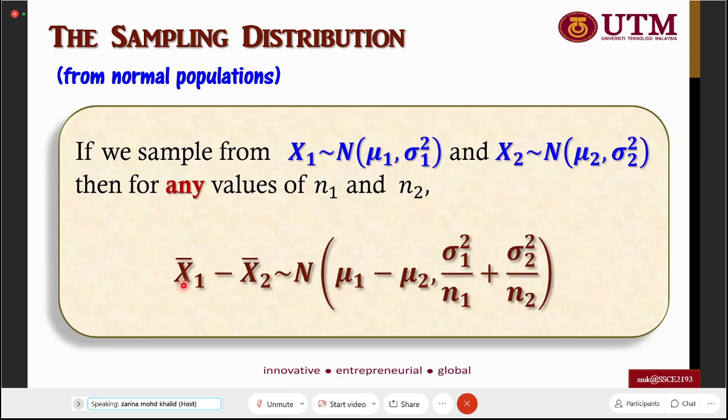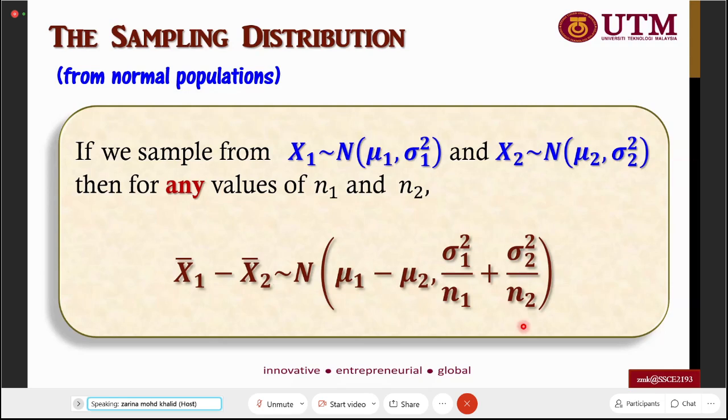But you can also have X bar 2 minus X bar 1. Okay, so in that case, the mean has to be mu2 minus mu1. Please take note, this is very important. Okay, 1 or 2, these are just generic notation. You can have your own definition, but as long as you are consistent in terms of the mean, that's fine.